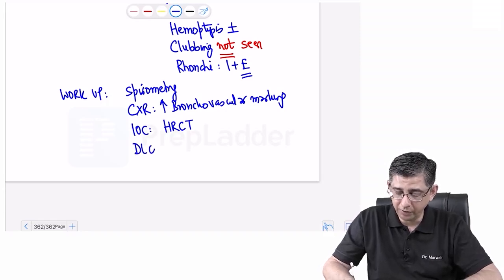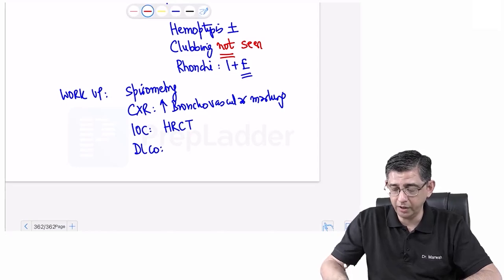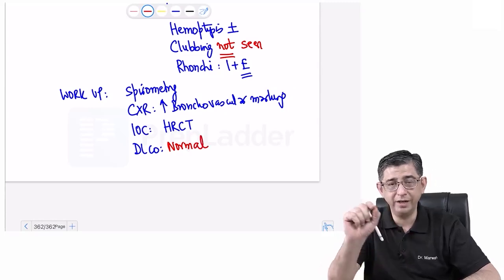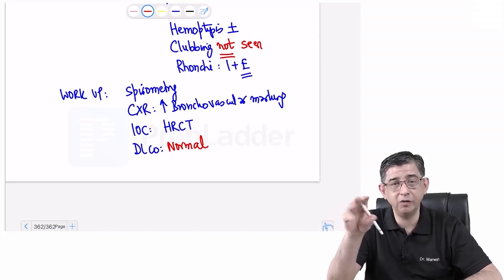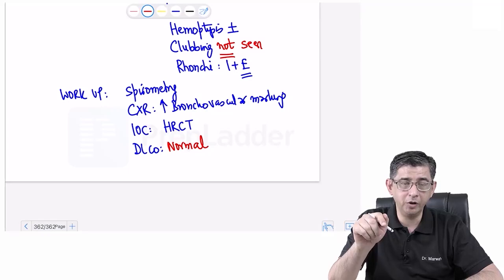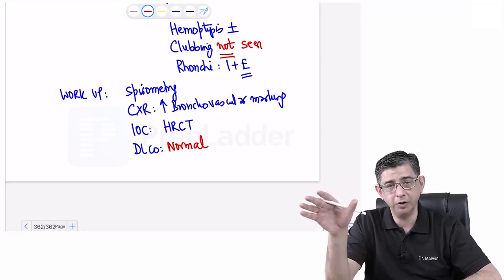The diffusion capacity of the lung for carbon monoxide is found to be normal in patients of chronic bronchitis. This is a slight fundamental difference I want you to remember. In emphysema, DLCO is lesser because you have alveolar scarring. But in chronic bronchitis, we usually find DLCO to be normal.